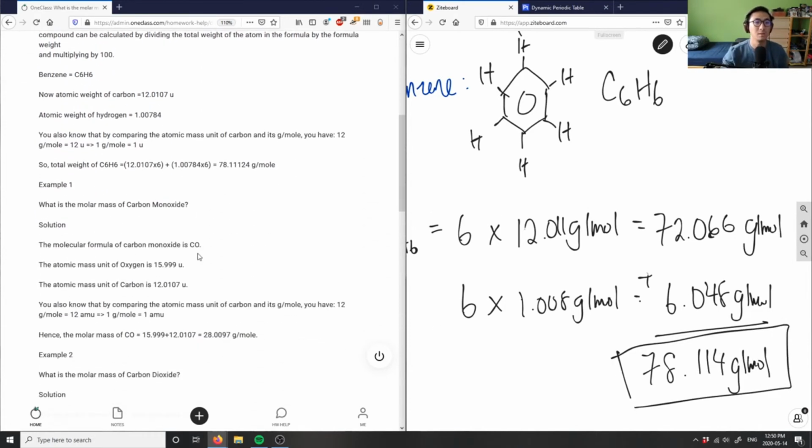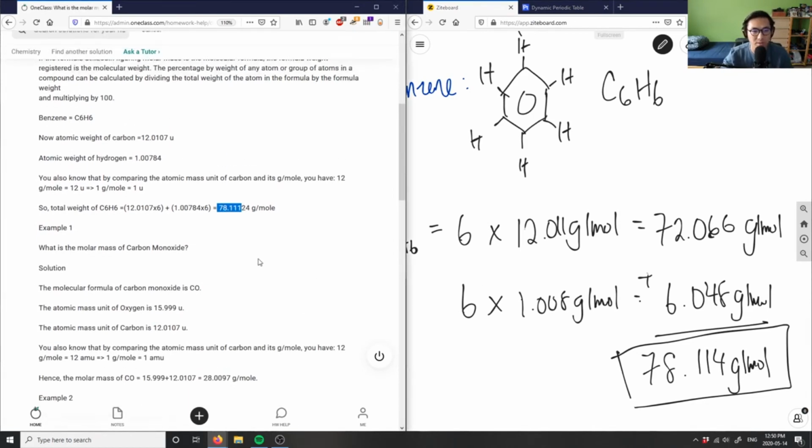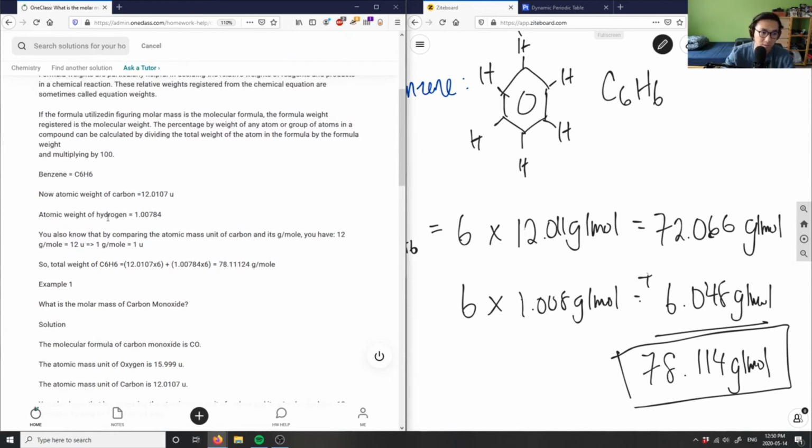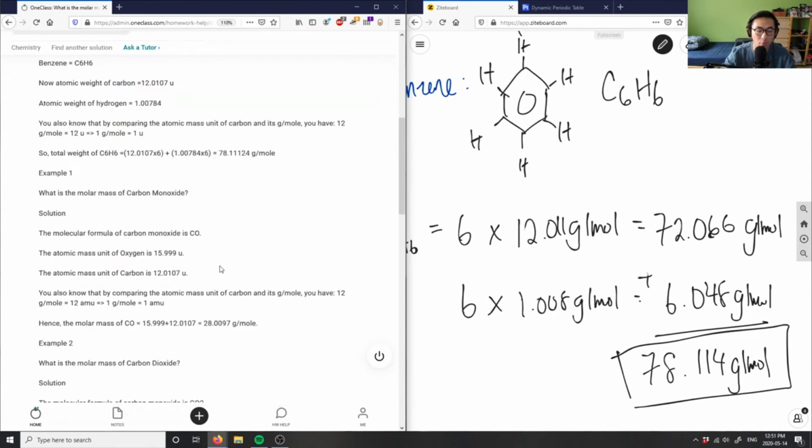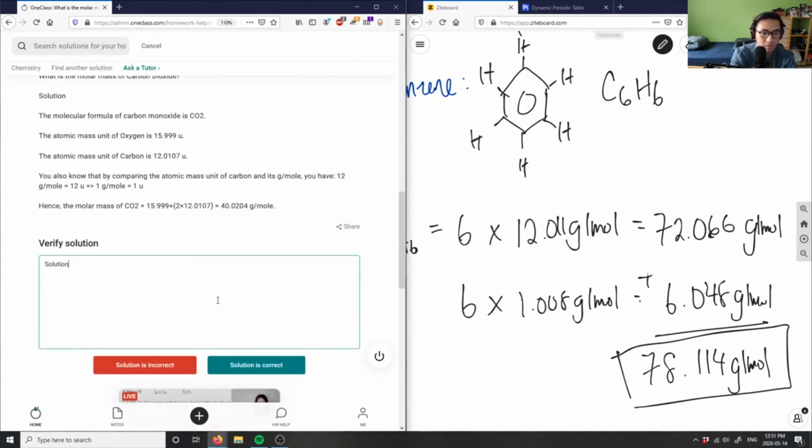So as you can see, this solution here is correct. They got 78.11; 78.114 is close enough. All they're doing is simply taking the atomic mass of carbon and hydrogen, 12.011 and 1.008, and multiplying each by 6. So for C6H6 they did 12.01 times 6 because I have 6 carbons, plus 1.008 times 6 because I have 6 hydrogens, and they sum it up to give me 78.114. The solution here is correct. It's good analysis as well.